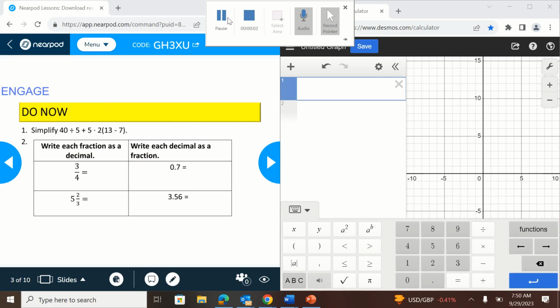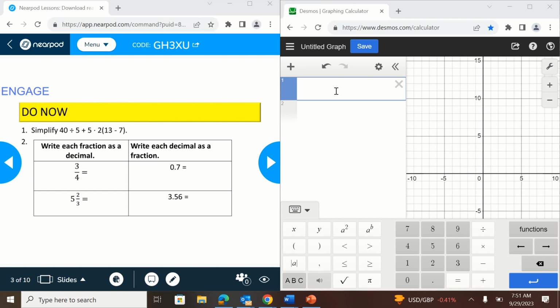Currently on the screen, I have my Nearpod application as well as my Desmos graphing calculator. Students typically begin the unit with an engagement activity such as a do now. So for today's, inside of Desmos, I will have students go ahead and present their problem, which is 40 divided by 5 plus 5 times 2, open parentheses, 13 minus 7, close parentheses.